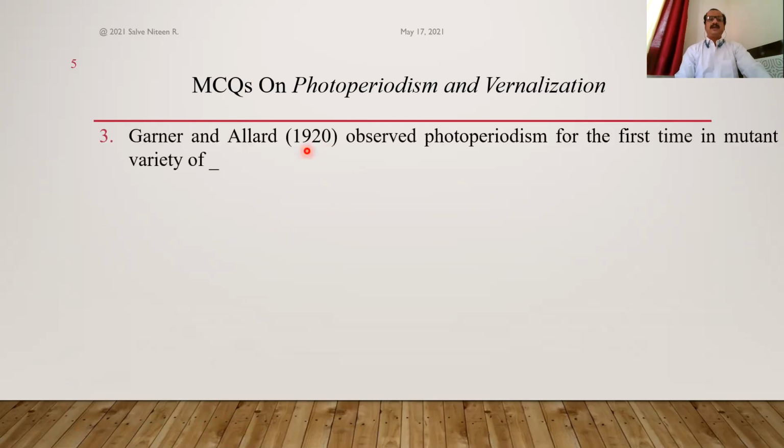Next question, Garner and Allard in 1920 observed photoperiodism for the first time in a mutant variety of which plant? So here you see the options. Option C is the right one, tobacco, the mutant variety of tobacco called Maryland mammoth. If there is no tobacco in the options but there is soybean, then that will be the right answer because they also studied the Biloxi variety of soybean. So here the answer is C, tobacco.